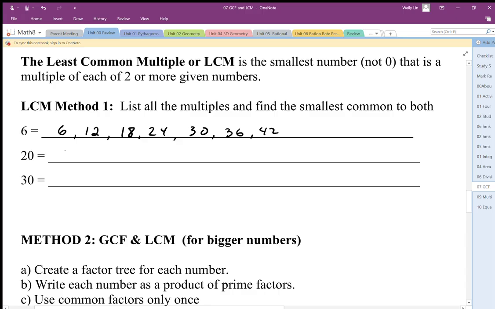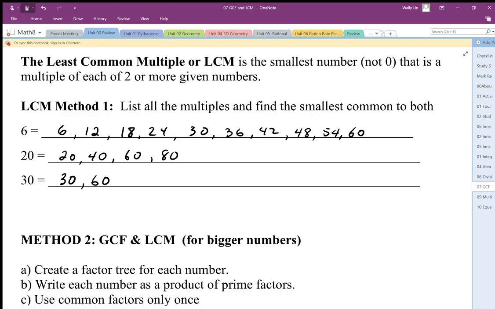For 20, I've got 20, 40, 60, 80, and I can keep going. With 30, I'm going to skip count by 30: 30, 60. So I'm looking for the smallest number that's common to all three. I can see that 60 and 60 are common here. I haven't quite got to 60 here, so I'm just going to keep skip counting and see if I hit 60. So 48, 54, 60.